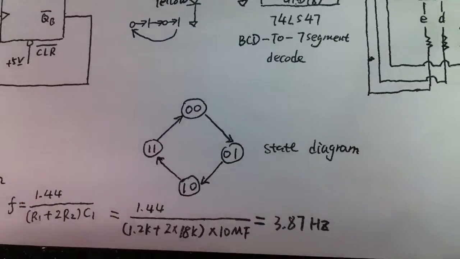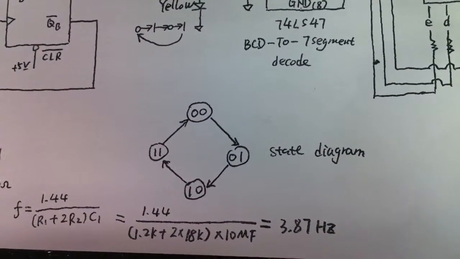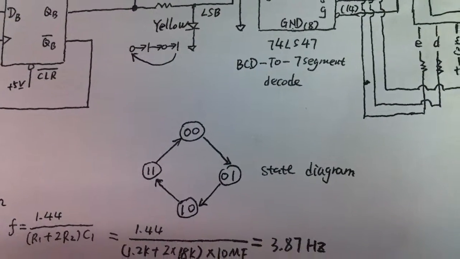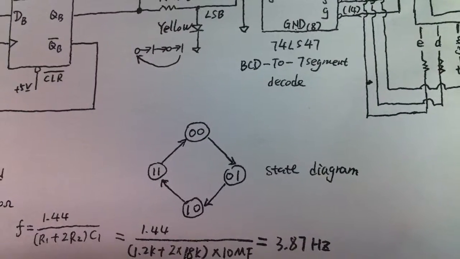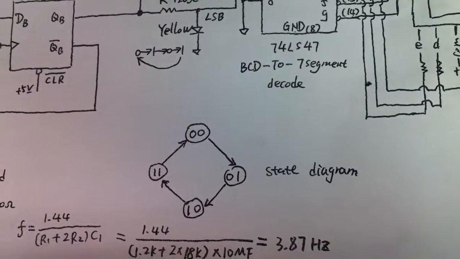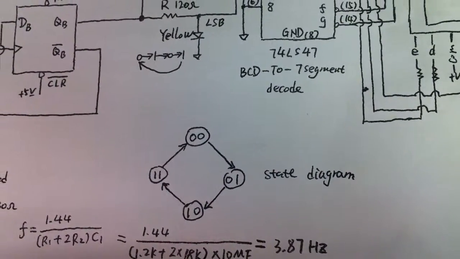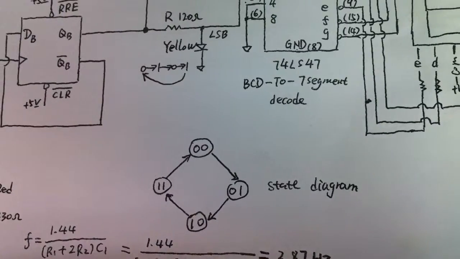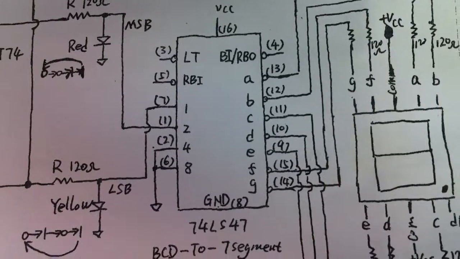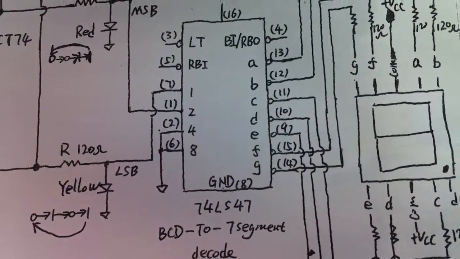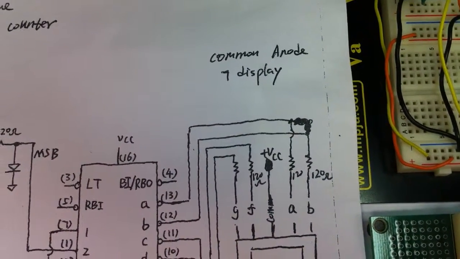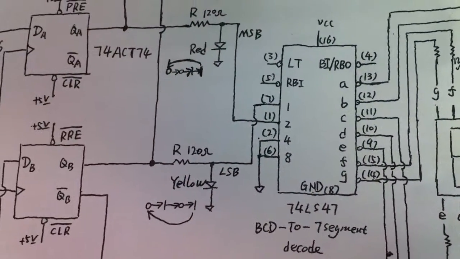Look at this state diagram again. This is a binary number, 0,0 to 0,1 to 1,0 to 1,1. If we convert it to decimal numbers, it is supposed to go from 0 to 1 to 2 to 3 and repeat. If there is a decimal number display, that will be easier to observe. So based on that, we put one 74LS47, which is a BCD to 7-segment decoder, and one common anode 7-segment display connected to this circuit.